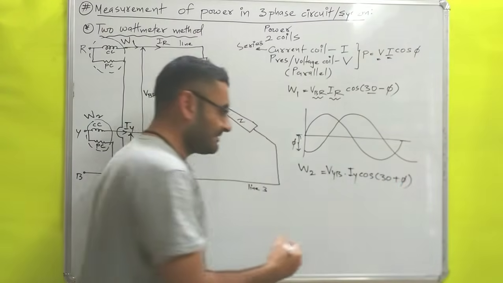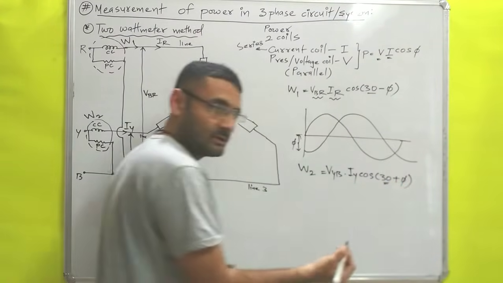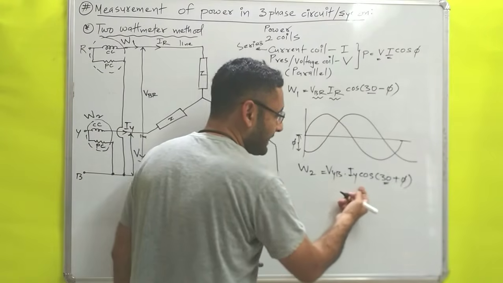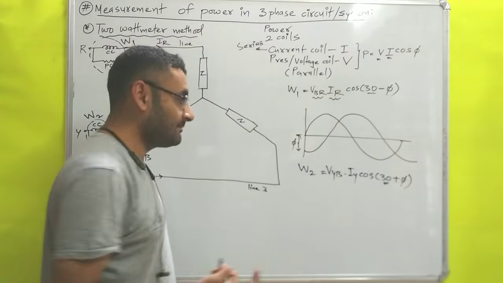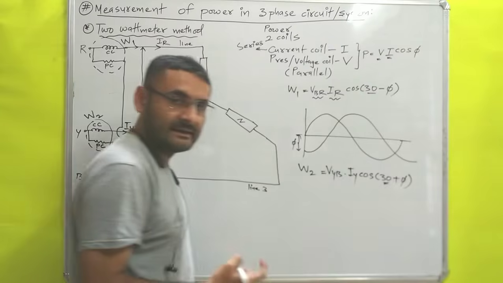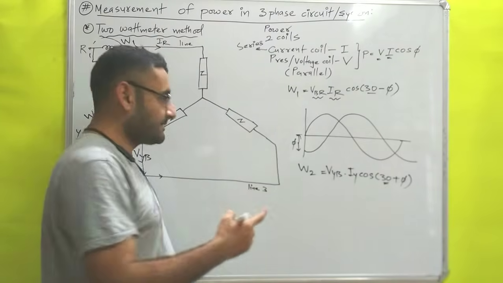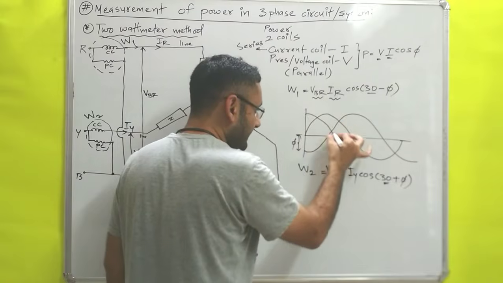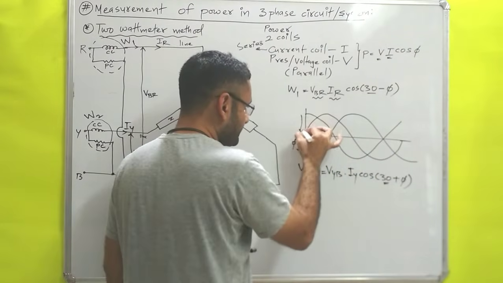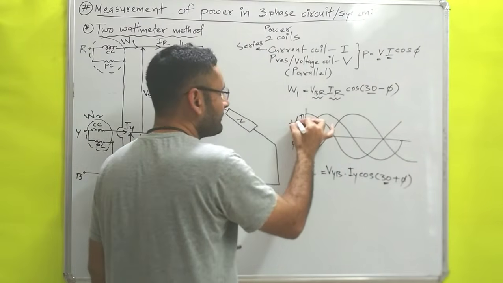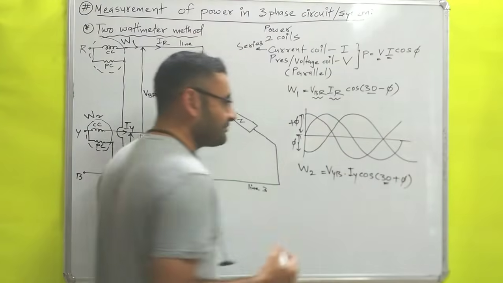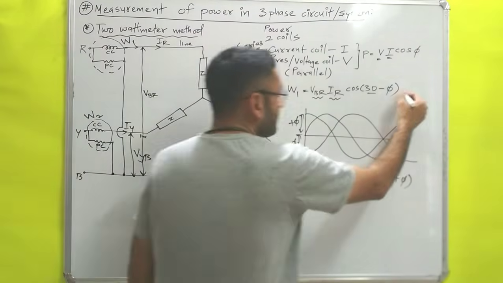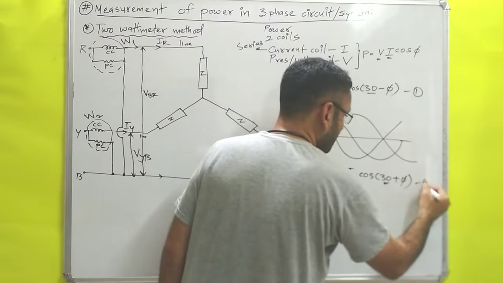Now the question may arise: why are we writing 30? Because we know that the angle between VYB and IY is 30 degrees. Why are we writing plus phi? Because we know that in a three-phase system, one phase is lagging and another phase is leading like this. So that is leading by plus phi. Leading means plus, so that's why we have written plus phi. So that will be our equation number 1 and equation number 2.